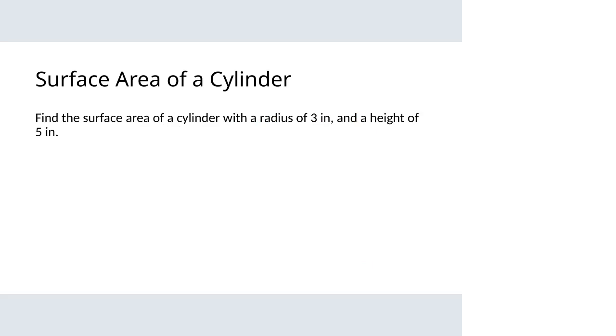Find the surface area of a cylinder with a radius of 3 inches and a height of 5 inches. Keeping in mind the formula for the surface area of a cylinder is 2 pi r squared plus 2 pi r h. So that's the formula we're going to use, and we just need to plug in and then evaluate it.